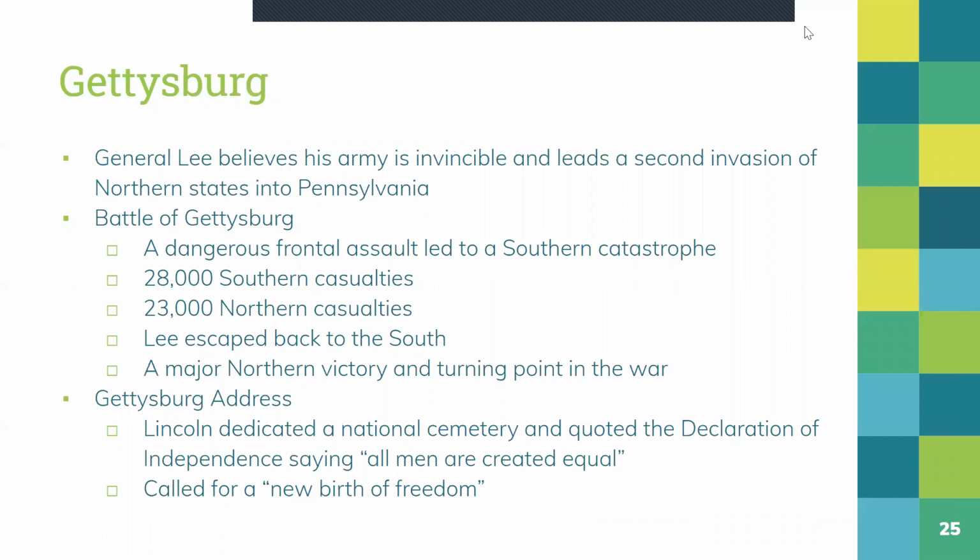There, he fights at the Battle of Gettysburg, and over the course of 3 days, he would decide to lead a dangerous frontal assault known as Pickett's Charge, walking across over a mile of open ground, and his men were destroyed. It was a Southern catastrophe, and the battle would lead to huge casualties on both sides. However, Lee would escape back to the South, which is a major Northern victory. And this battle, and this is very important, would be a turning point in the war for the North.